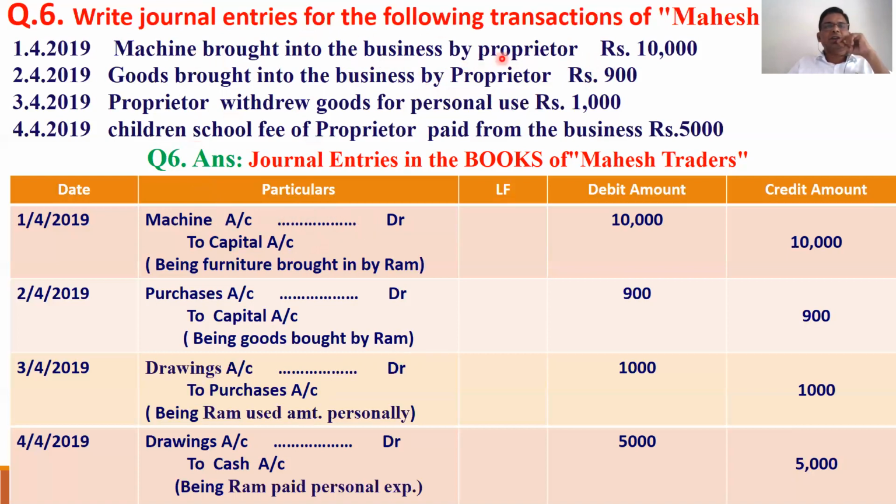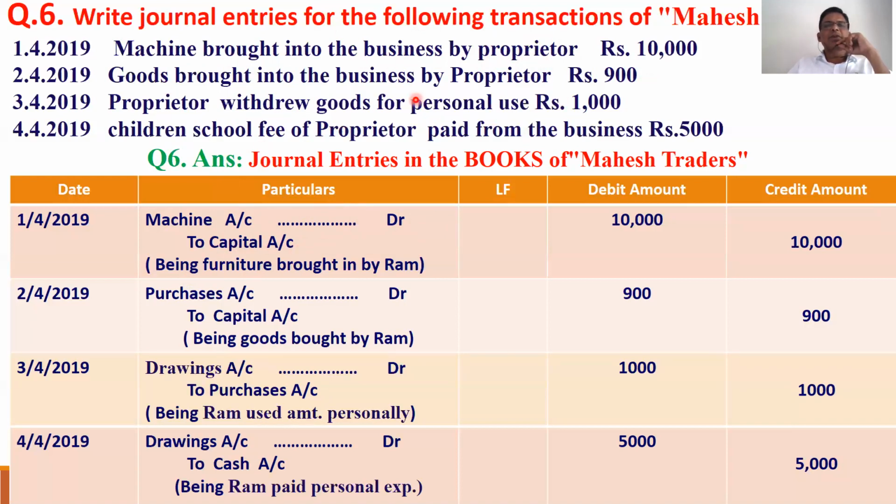Why this transaction? Based on the business entity concept, where the business and the proprietor are separate and distinct from each other. So the proprietor giving a machine to the business means a machine coming into the business, so the machine account is debited. The giver, the proprietor, is credited with his capital account. That's why the capital account is also a personal account of the proprietor.